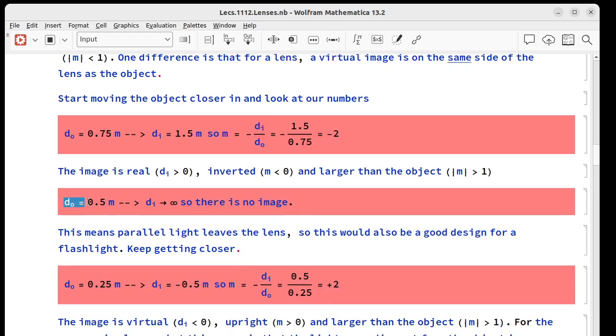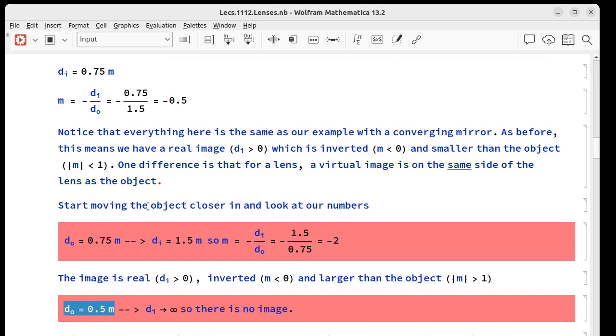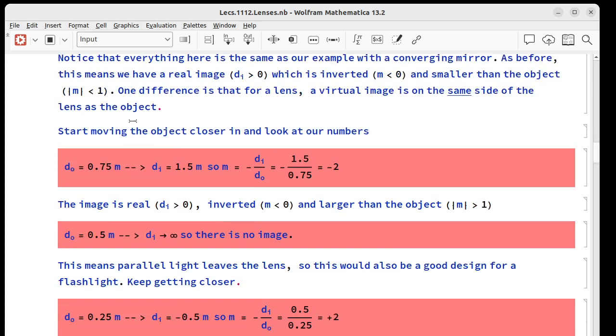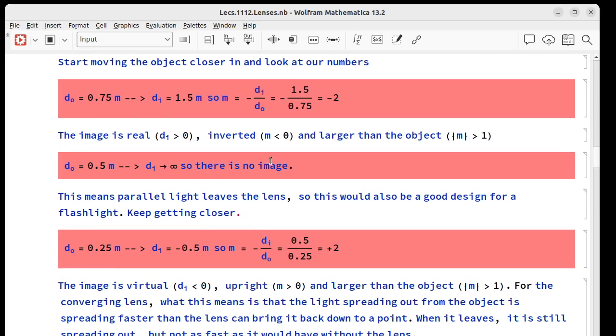Let's move into 0.5 meters. Again, 0.5 for focal length, 0.5 for image distance. There's nothing left for this. 1 over di has to be 0. So di goes to infinity. There is no image. Parallel light leaves the lens. So again, good design for a flashlight.